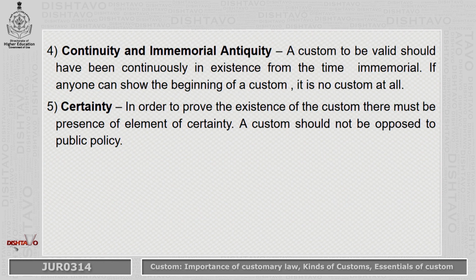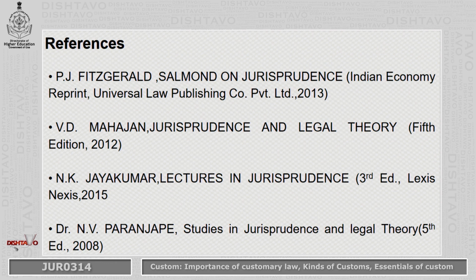Continuity and immemorial antiquity. A custom to be considered as valid should have been continuously in existence from times immemorial. If anyone can show the beginning of a custom, then it is no custom at all. Certainty. In order to prove the existence of the custom, there must be presence of the element of certainty. A custom should not be opposed to public policy.